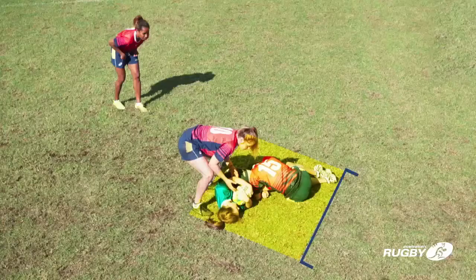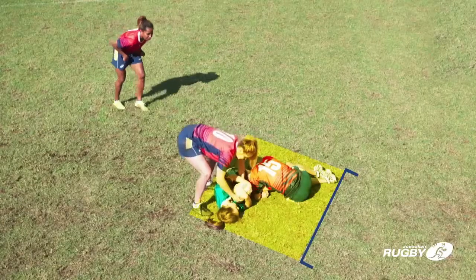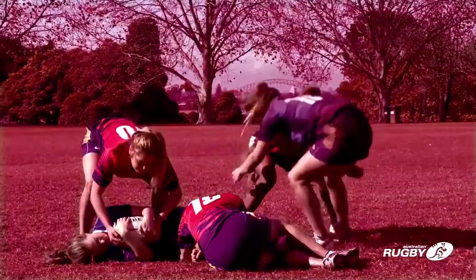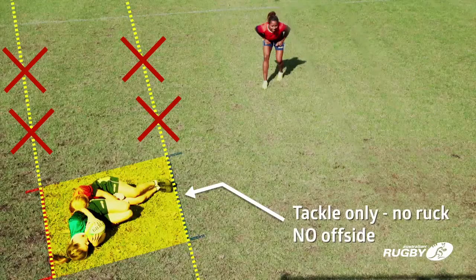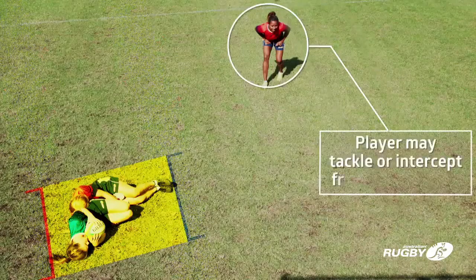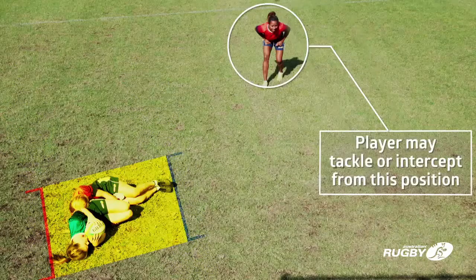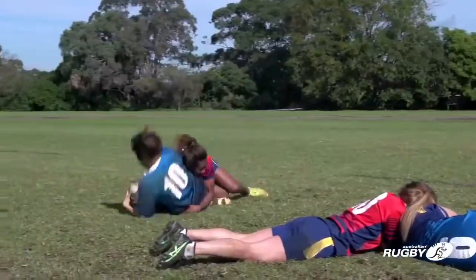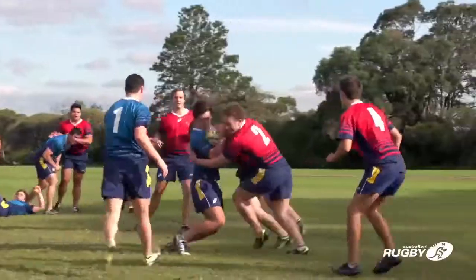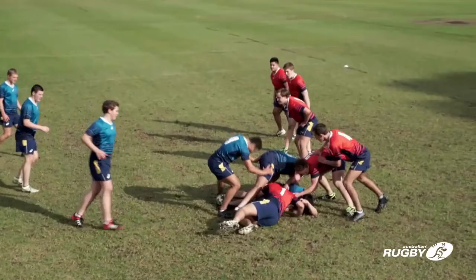A player cannot play an opposition player outside of the gate. This is tackling a player without the ball. The tackle is open play. There are no offside lines across the field. A defending player may make a tackle or intercept the ball from this position. If a ruck forms, then open play ends and offside lines apply.